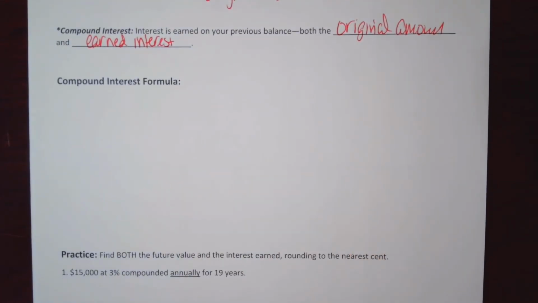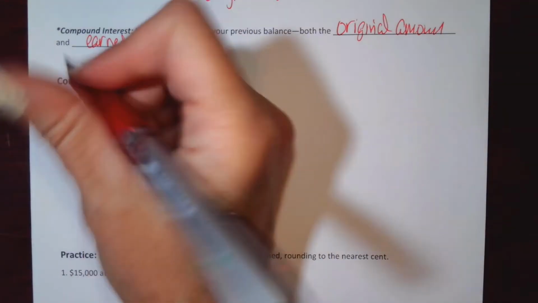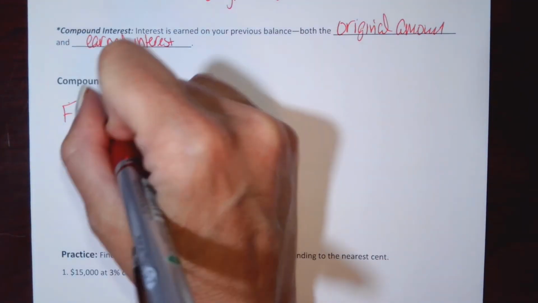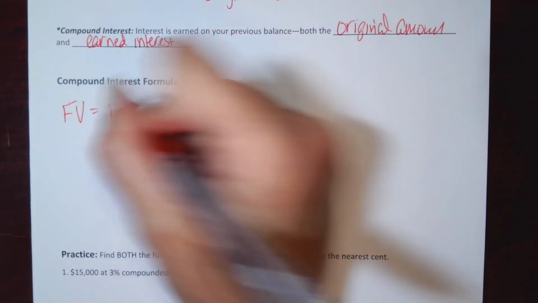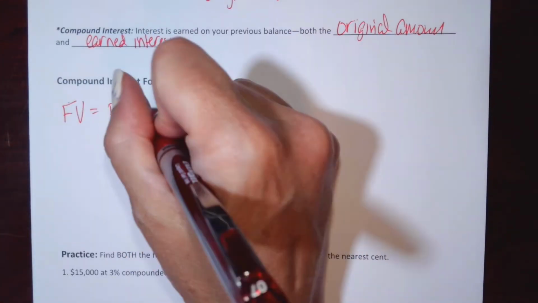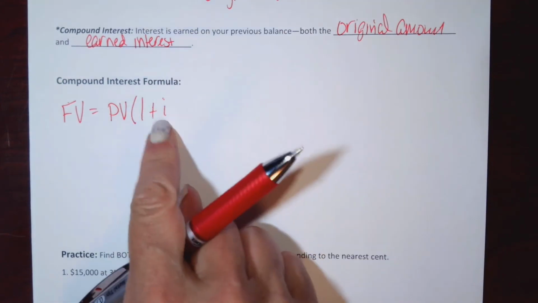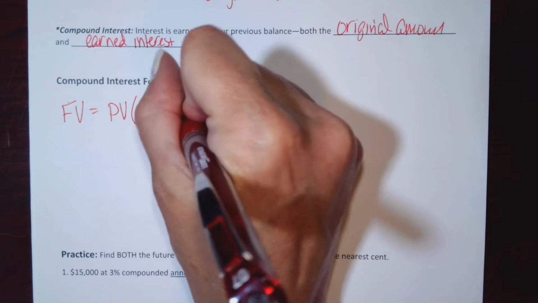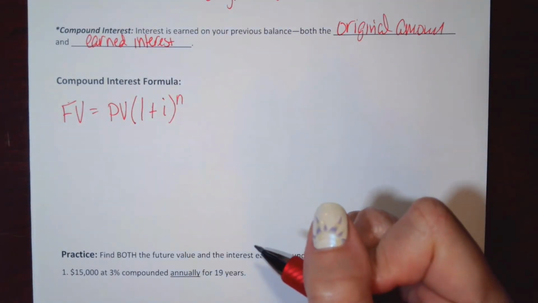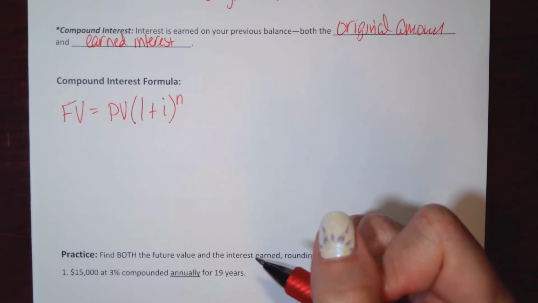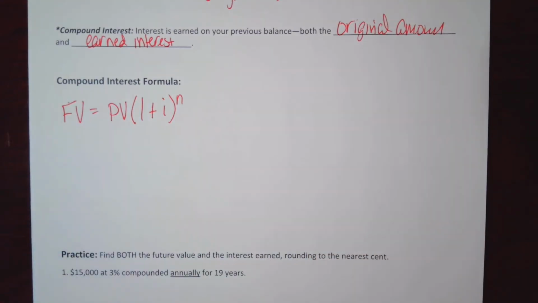So my compound interest formula is a little more complex. We have a lot of the same designations. We've got future value, or the total, is equal to the present value, or my principal, times 1 plus i, where i is my interest rate per period, to the n, and n is the number of compounding periods.